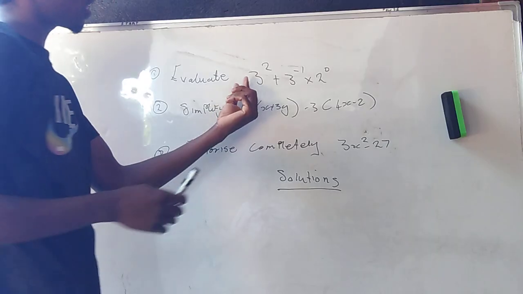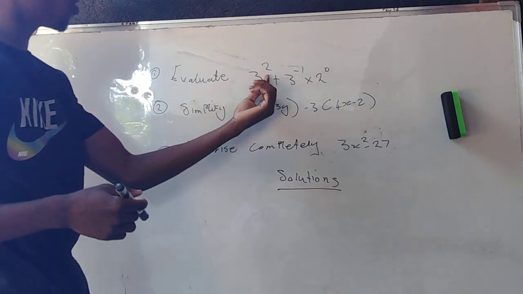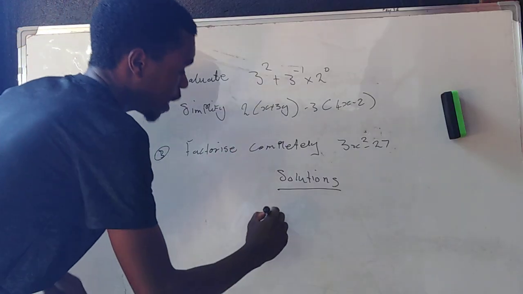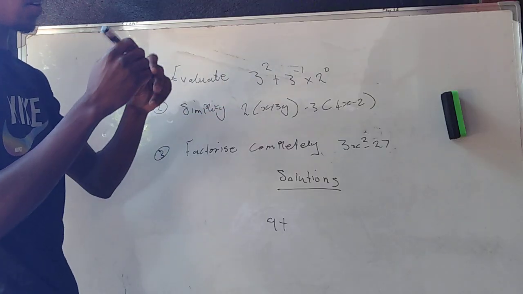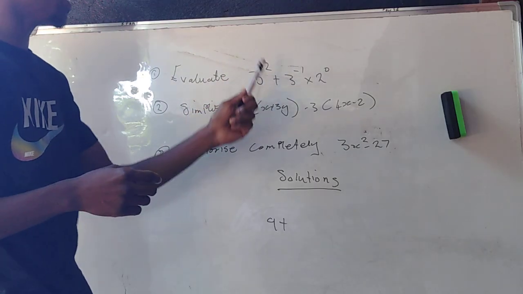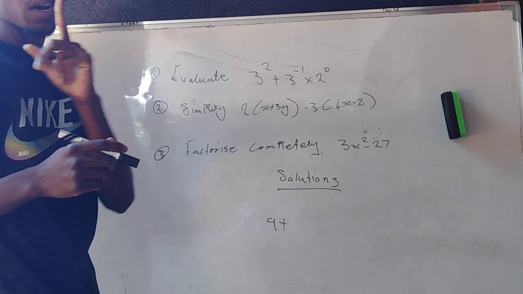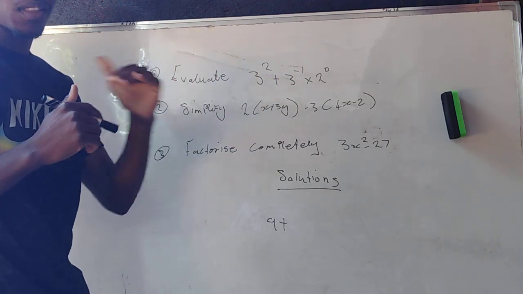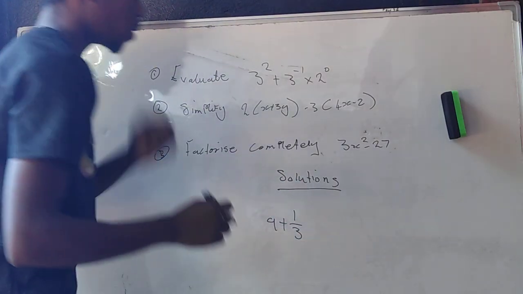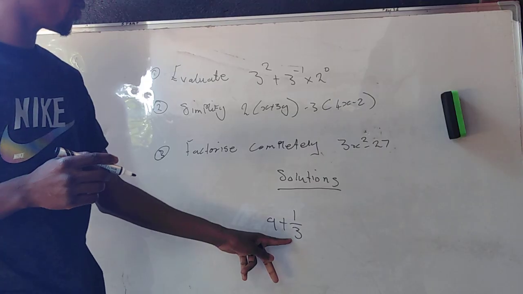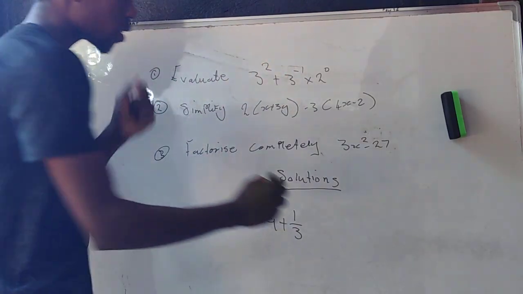Since 3 to the power 2 is just the same as 3 multiplied by 3, 3 multiplied by 3 is going to give me 9, plus 3 to the power negative 1. Again, these are laws of indices. Whenever you're having a number raised to the negative power, it's just the same as 1 over that number. So here it's just the same as 1 over 3. This 1 over 3 is just the same as 3 to the power negative 1. I haven't changed anything here.